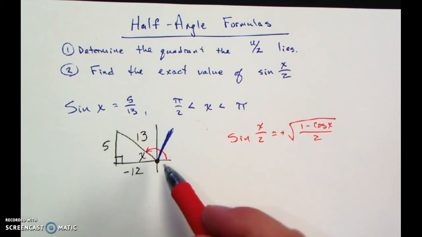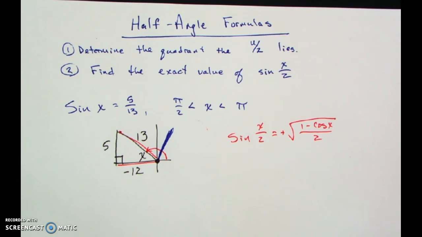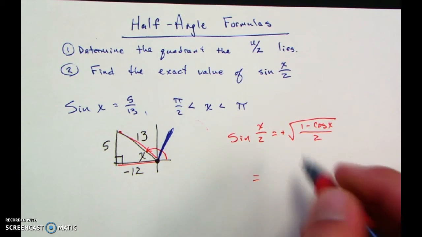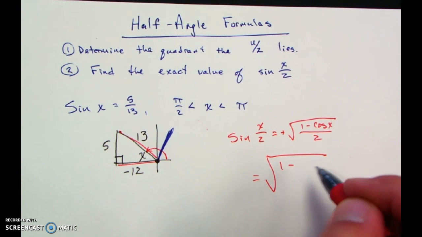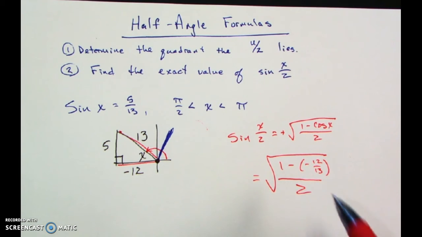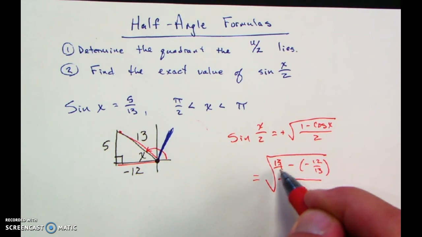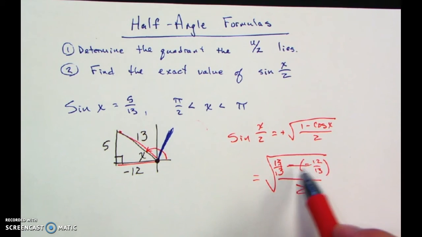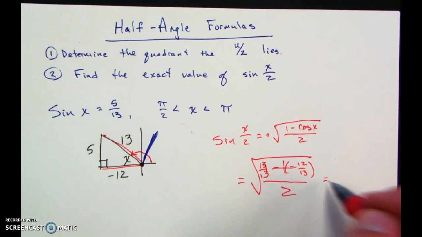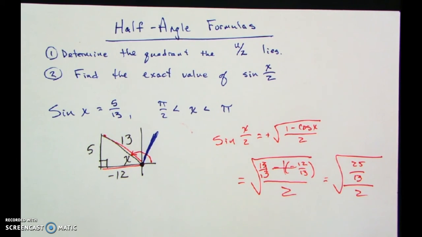Now using our triangle, we see that our cosine value is equal to negative 12/13. So what that means is that we're going to have the square root of 1 minus a negative 12/13, all over 2. 1 minus a negative 12/13. I'm going to think of this as 13 over 13. So that goes to plus. That ends up being the square root of 25 over 13, and that is all over 2.